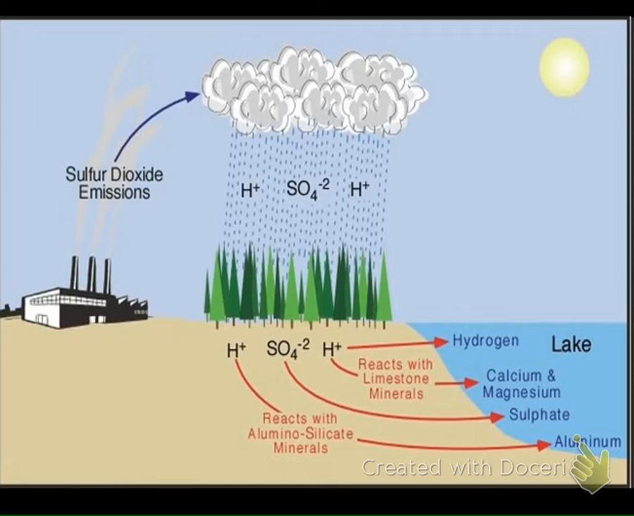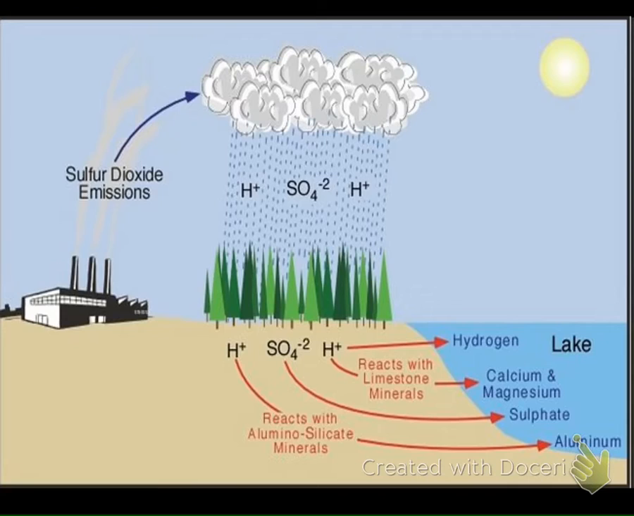This is just looking at it another way, where you can see the plant emitting the sulfur dioxide, which goes up into the atmosphere, combines with the water, and rains down. It reacts with the limestone and breaks it down. We'll see a picture of that in a few minutes. It combines with the calcium, the magnesium, the sulfate, the aluminum, and removes them. All of those can be harmful.